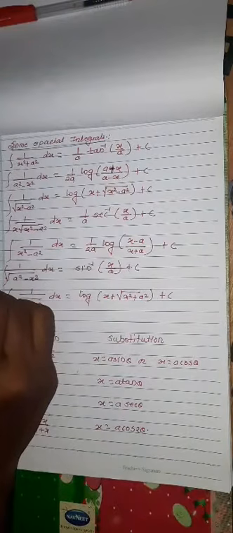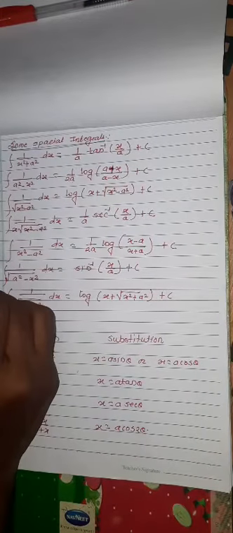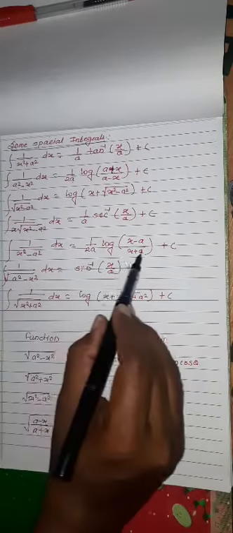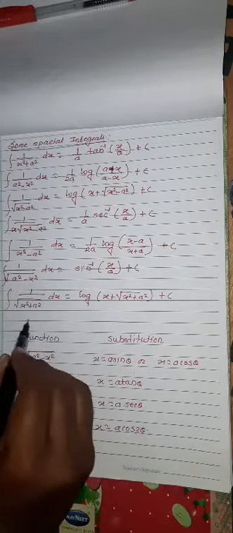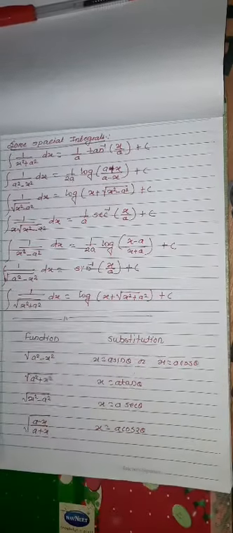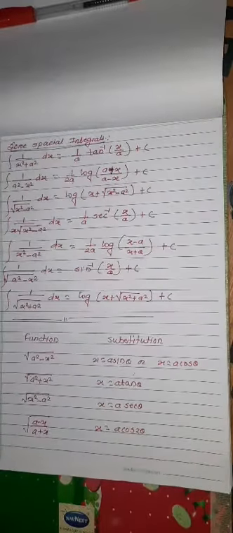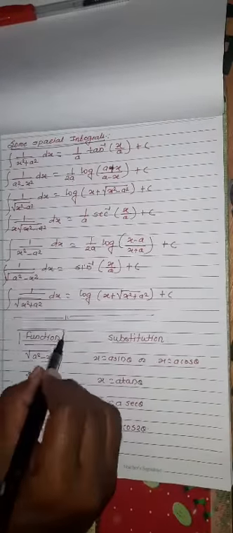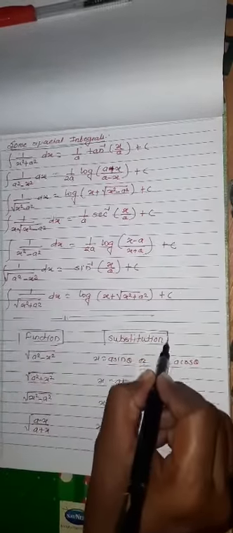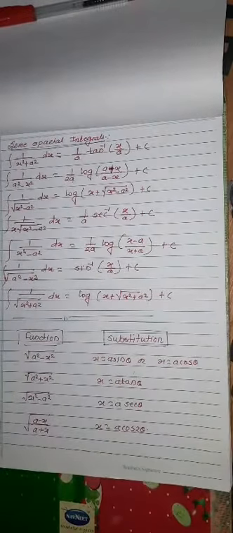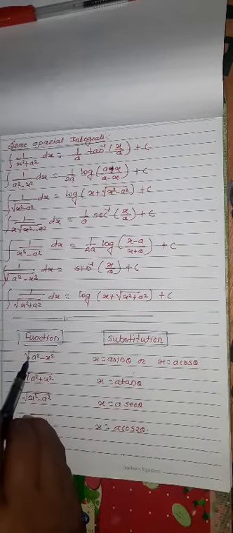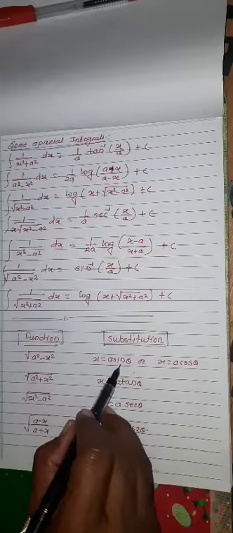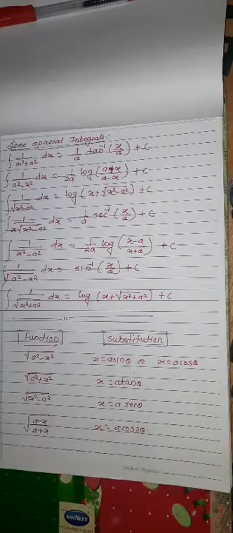Similarly, we also have to see the fifth, sixth and seventh ones. Further, we have to discuss some special integrals. In these special integrals, if the function arises like this, there are substitutions given below. If we have under root of a square minus x square, we substitute x equal to a sine theta or x equal to a cos theta.